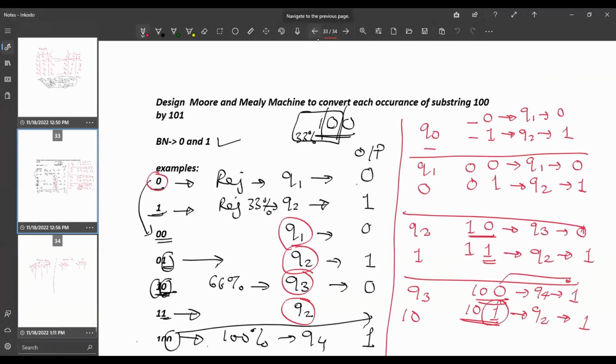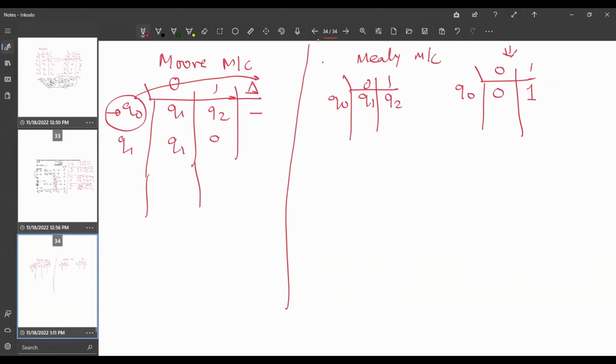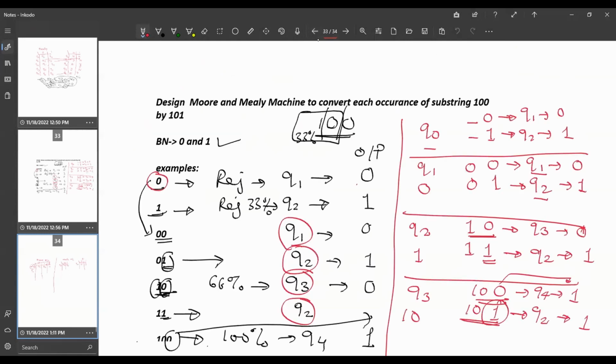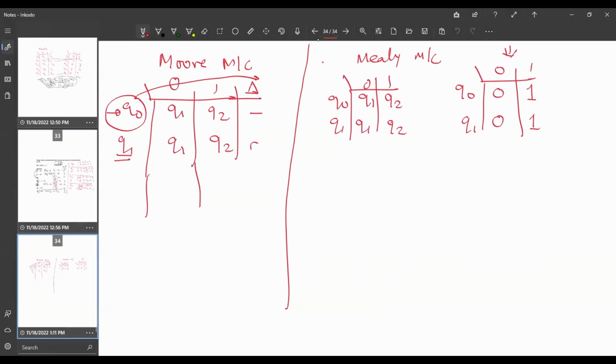Q1 on 0, it is going to Q1 state, and on 1, it is going to Q2 state. So same thing we have to write in the Mealy machine also, plus we have to write the output. The output of Q1 was 0 and the output of Q2 was 1. Now what is the output of Q1 that we have to find out? The output of Q1 was 0. So we have to write here.